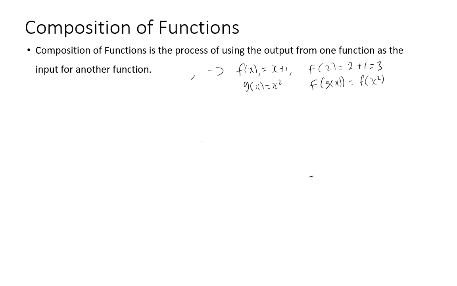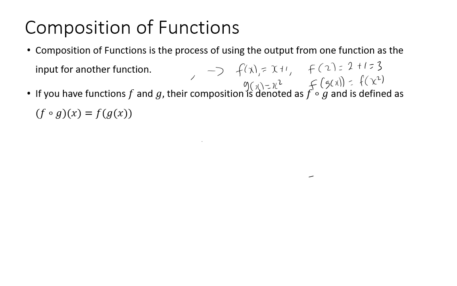Composition of functions is used in mathematics to form a complex function from simpler functions. Let's give a real world example, but before that, let's look at the notation. If we have functions f and g, their composition is denoted by f, a small circle, and g. So f composite g, or we can say f after g of x, is defined as f of g of x. So f with input g of x.